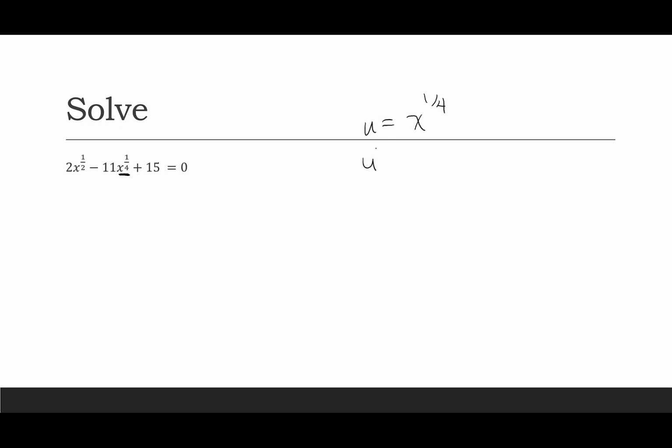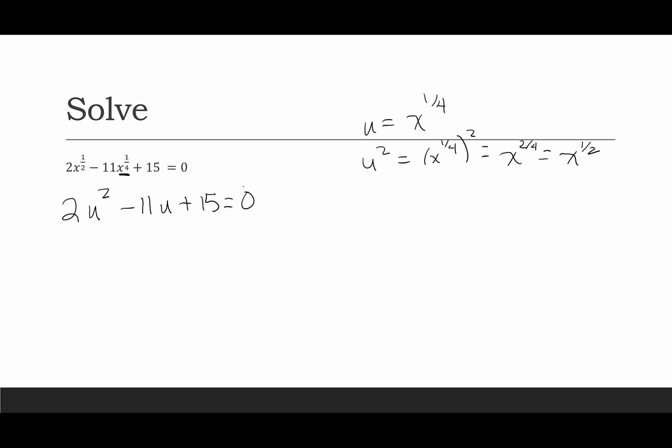And then I immediately want to find u squared. So that's x to the 1/4 squared. Remember, when I take an exponent and raise it to a power, I multiply the exponent. So I have x to the 2/4, which is x to the 1/2, which is really nice because that's my first term. So now I have 2u squared minus 11u plus 15 equals 0.